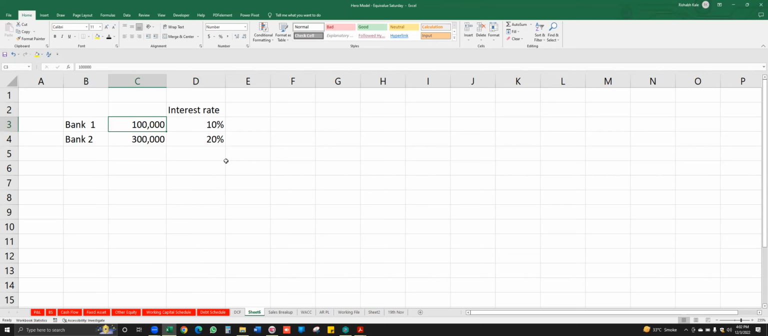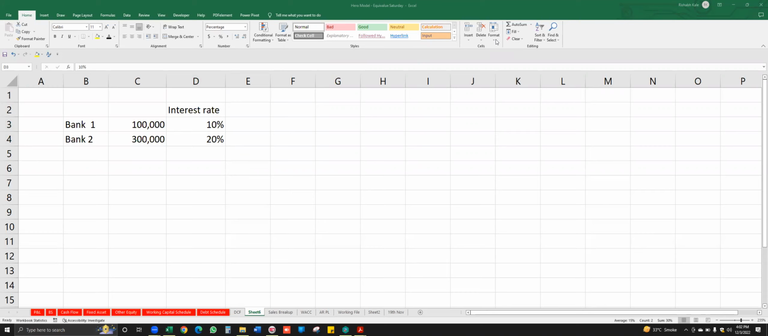How do I find my average interest rate? It's 15. Others? What is the interest rate? Does everyone think it's 15?